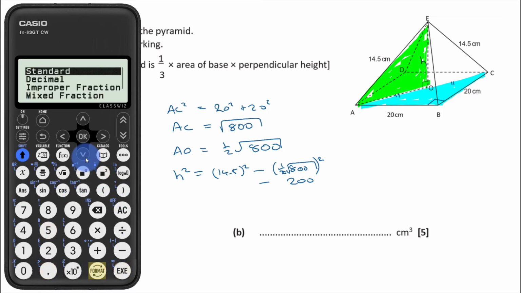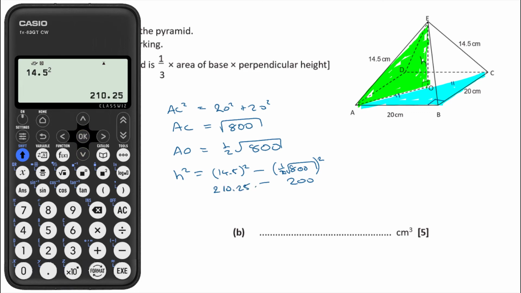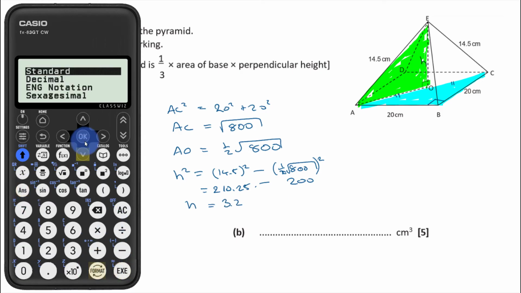14.5 squared is 210.25. So I'm going to get 210.25 minus 200, and then square root to find the length of H. The answer is about 3.2. I'm going to write down 3.2, but again, I'm going to use my full calculator display value when I do the next part. Okay, so I've worked out H now.